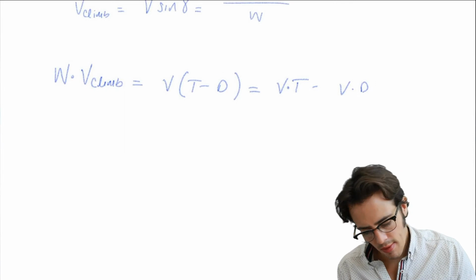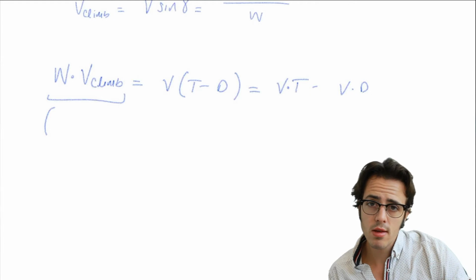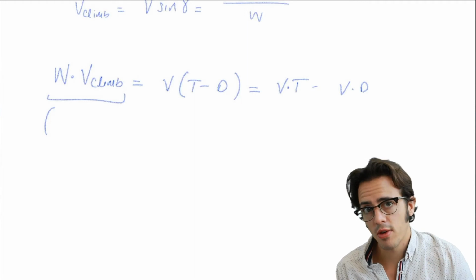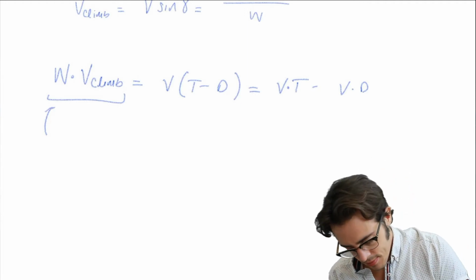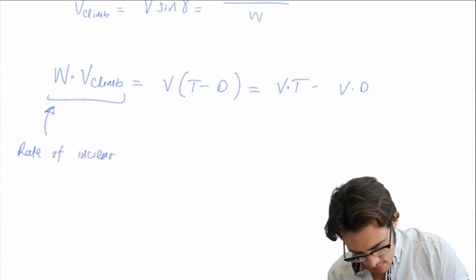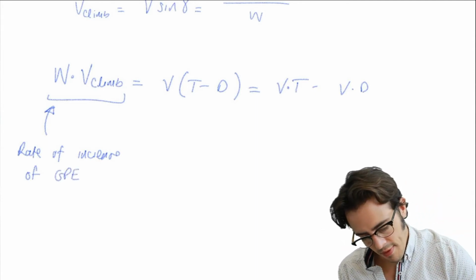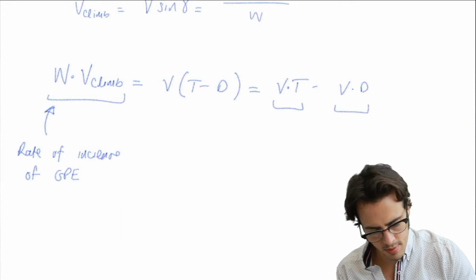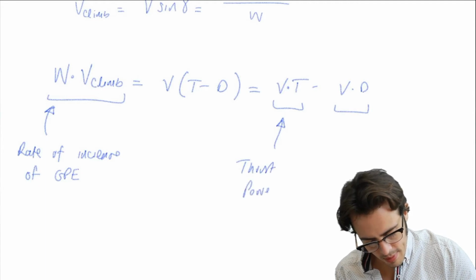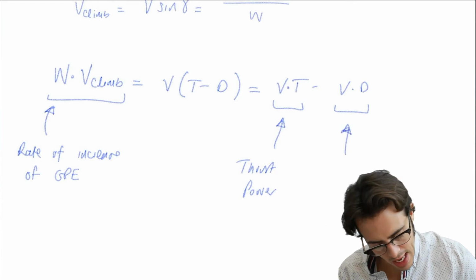So we can look at the terms that we've got in here. W multiplied by V climb, so that's the aircraft weight multiplied by the vertical speed. That's going to be the rate of increase of the gravitational potential energy. And so then we've got two components over here. This one is the thrust power. So a thrust multiplied by a velocity gives us a power. And the same one here, this is the power required.